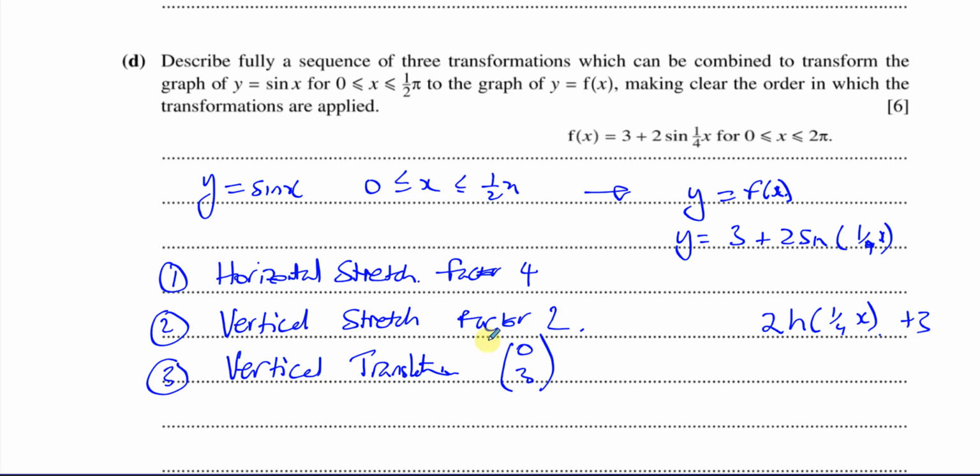When it's outside the function, when the y coordinates are affected, it's normal, you put plus 3. If it was inside, for example h of x minus 3, then you would put, or if it was plus 3, you'd put minus 3 on the vector: minus 3, 0. When it's inside, it's the opposite. When it's outside, it's normal. For a stretch inside, you write the reciprocal of the number multiplying, and that gives the stretch factor. Outside, it's the same factor that's multiplying the whole function.